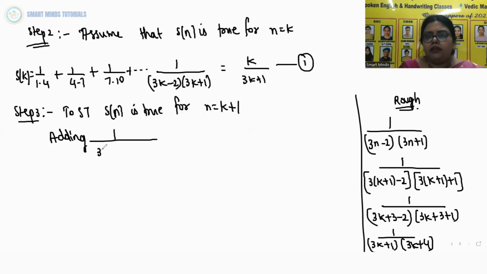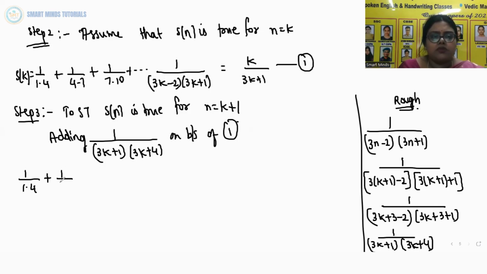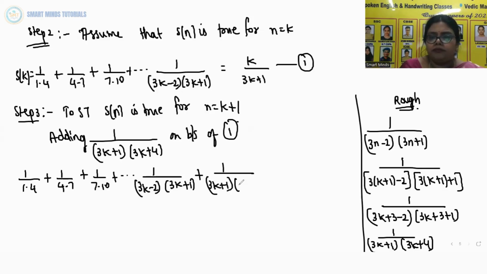So adding 1 by 3k plus 1 into 3k plus 4 on both sides of equation number 1, we get 1 by 1 into 4 plus 1 by 4 into 7 plus 1 by 7 into 10 plus so on up to 1 by 3k minus 2 into 3k plus 1 plus 1 by 3k plus 1 into 3k plus 4 is equal to k by 3k plus 1 plus 1 by 3k plus 1 into 3k plus 4. See, this is 3k plus 4.